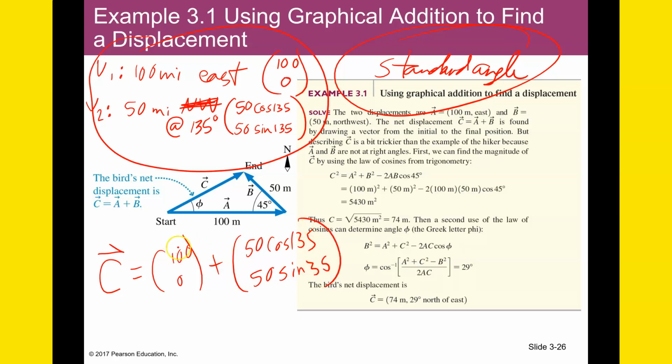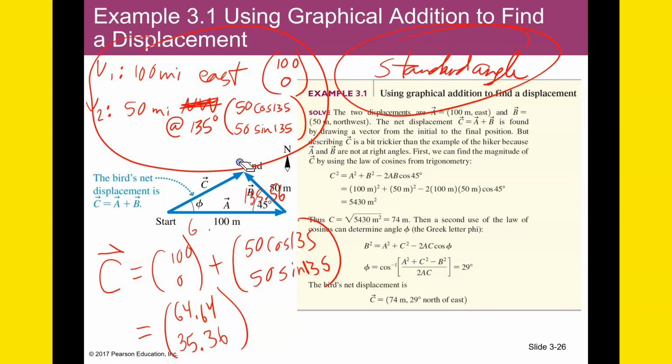And you just add them straight across, like the top components will add together, 100 plus 50 cosine 135 to get my overall horizontal component, and 0 plus 50 sine 135 to get my overall vertical component. All right, let me use my calculator real quick to figure out what that is. Here's what I get. When I add 100 plus 50 cosine 135, I get 64.64. When I add 0 plus 50 sine 135, I forgot to put my 1 right there, you get 35.36.